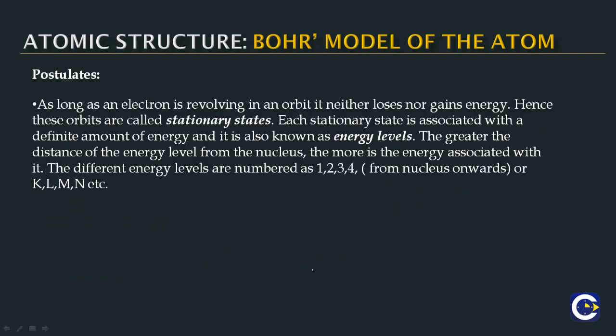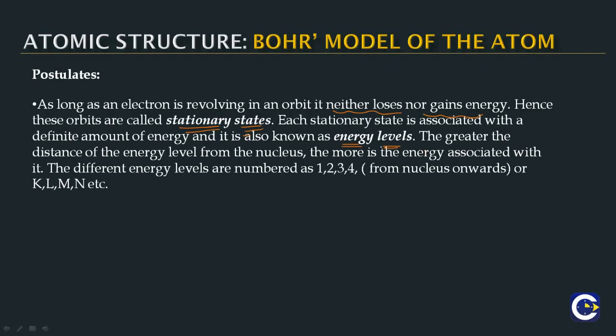Now with regard to the explanation of the spectral studies, Niels Bohr assumed that when the electron is revolving in an orbit, it will neither lose energy nor gain energy, and these orbits are basically called stationary orbits. Every stationary orbit will be associated with a definite amount of energy, and we can also call these stationary orbits energy levels.